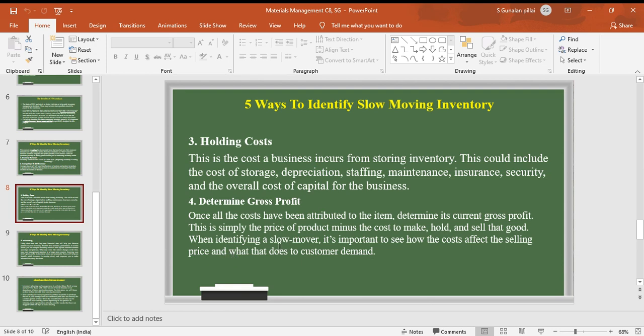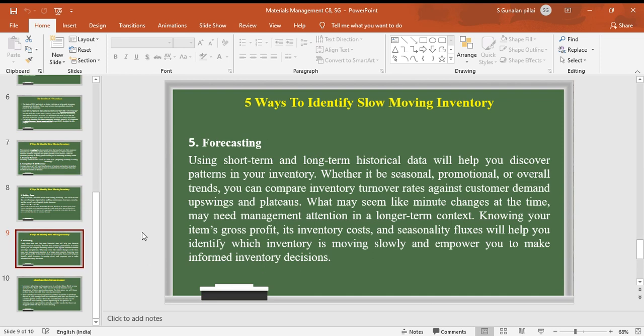Once all the costs have been attributed to the item, determine its current gross profit. When identifying a slow mover, it is important to see how the cost affects the selling price and what that does to customer demand. These are all simple calculations, and as a theoretical part we have to know that, but we have to be aware that this has nothing to do with the modern computerized system.